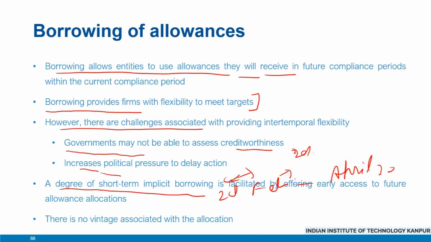To summarize, in this video, we discussed the concept of borrowing of allowances. We noted that while it provides flexibility to plants and manufacturing installations to meet their previous period emission compliance targets by borrowing from the future period allowances issued, this kind of intertemporal flexibility can also have adverse consequences, as we have discussed in this video.